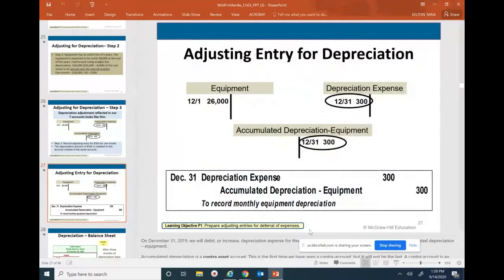The journal entry that we'll be preparing will be debiting a depreciation expense account, just like any expense account. It's debited to indicate an increase to that account, and we'll be crediting accumulated depreciation for that asset, in this case, equipment, to record the monthly depreciation. So as you're working problems, again, please be very mindful of the time period.